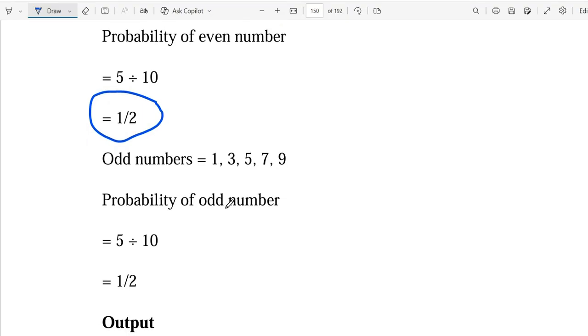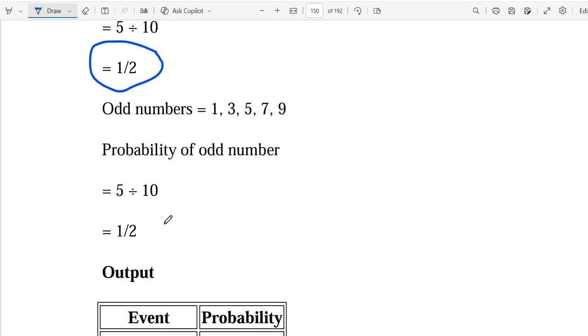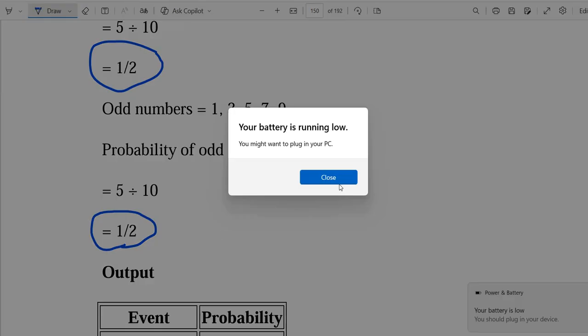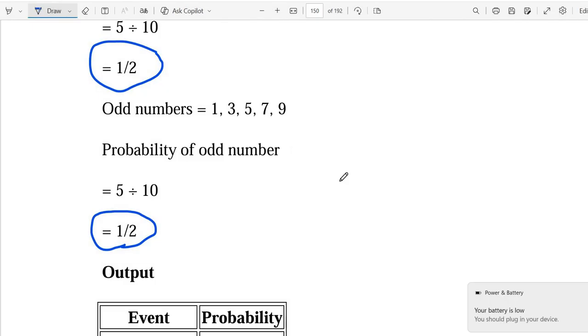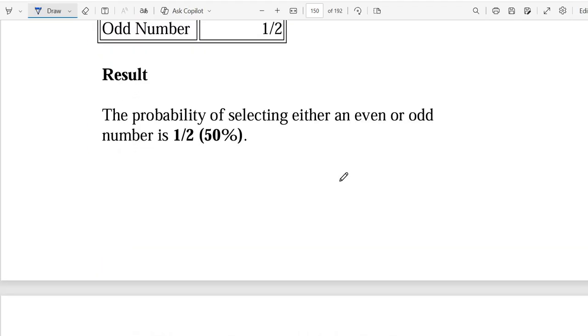The same goes for the odd number. Our probability will be 1 by 2, because between 1 to 10 there are only 5 numbers which are odd, and there are only 5 numbers which are even, right? Very good. Now coming to the next practical.